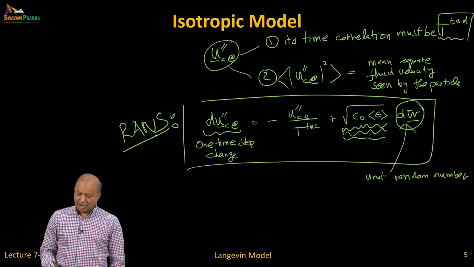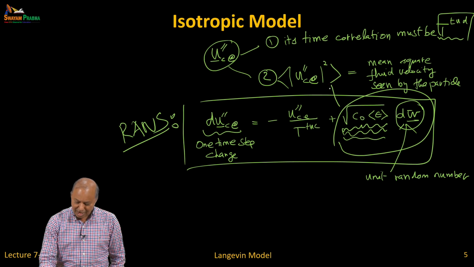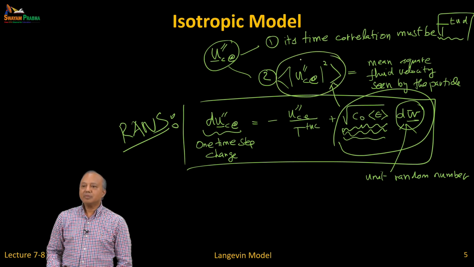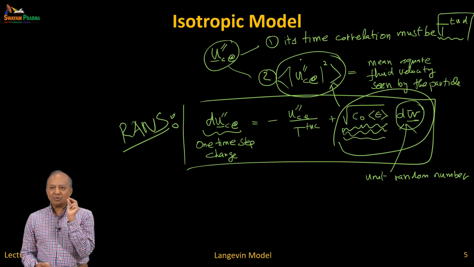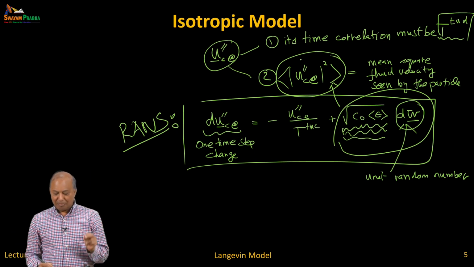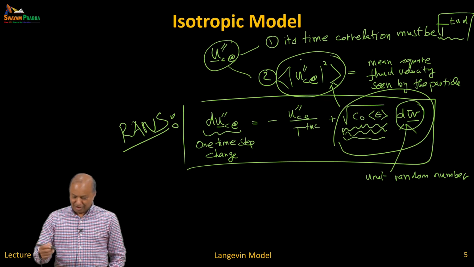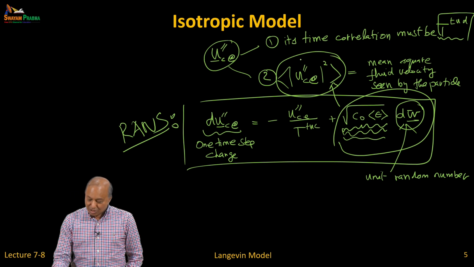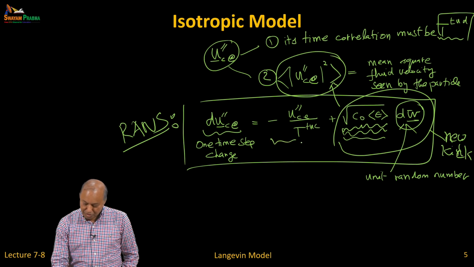But you get the point that this makes sure that you satisfy this. Whatever you add, you're kicking the particle with the right amount so that the fluid velocity fluctuation seen by the particle is the right value. Okay, and it depends on the RANS simulation that you have done. So this is the new kick, this is the memory part.